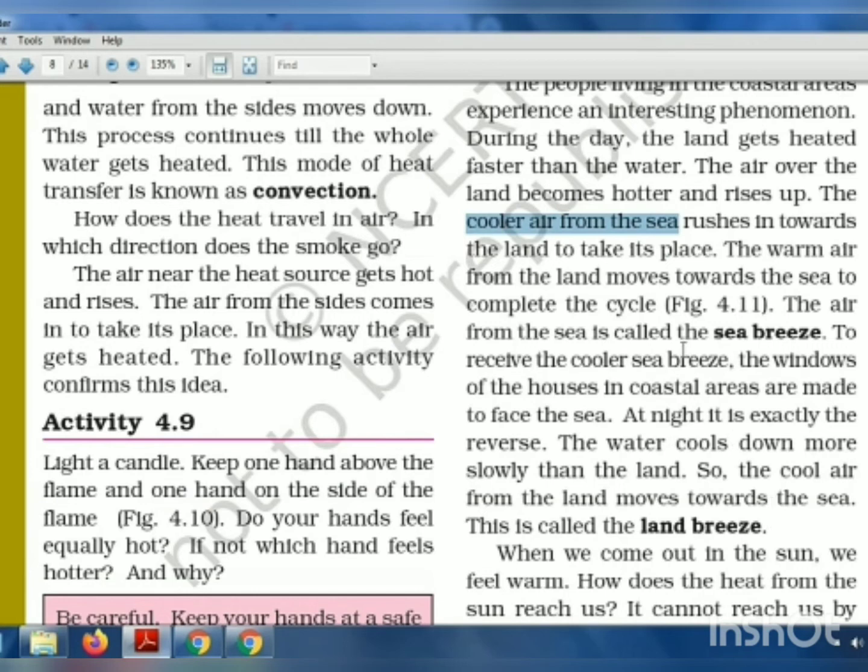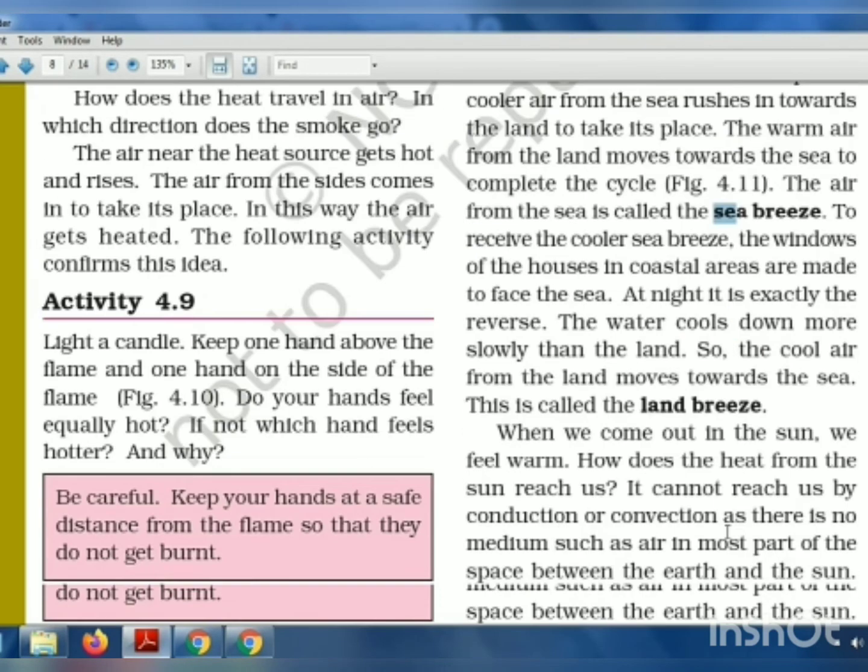Sea breeze means the cool air from the sea moves towards the land. That is called the sea breeze. So when you write sea breeze, you have to remember the air from the sea. And when you write land breeze, you have to remember the air from the land. Land breeze means the air from the land, and sea breeze means the air from the sea. The cool air from the land moves towards the sea, and this is called the land breeze.